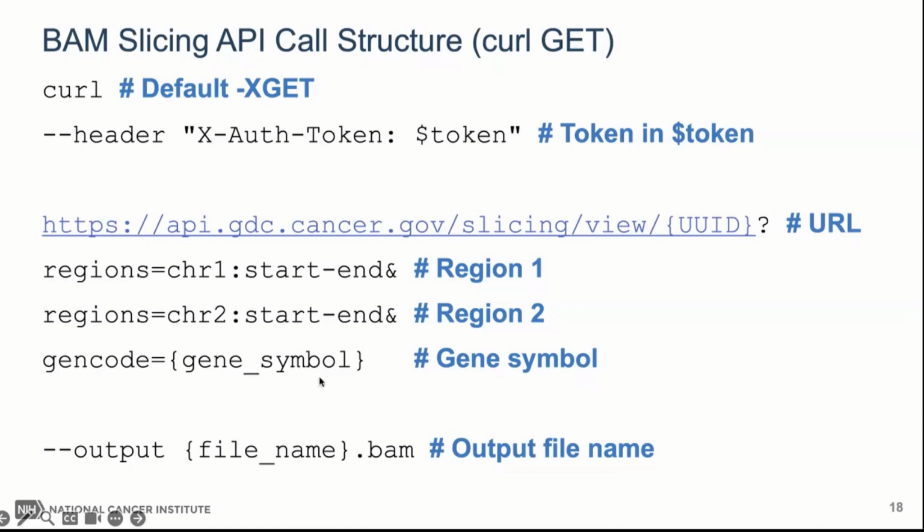Then lastly, once the URL is done, you would specify the dash output parameter, which just gives you the name of whatever you want the name of the BAM slice to be. So you could use a unique ID, you could use something to do with your regions, whatever you'd like.